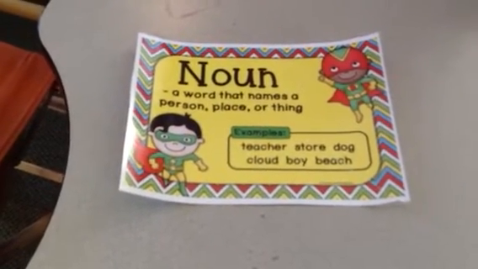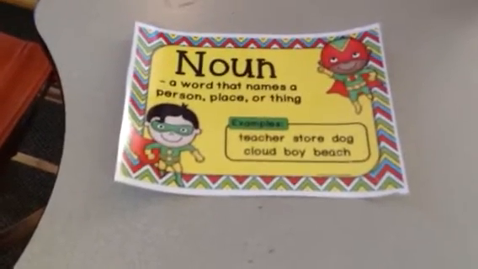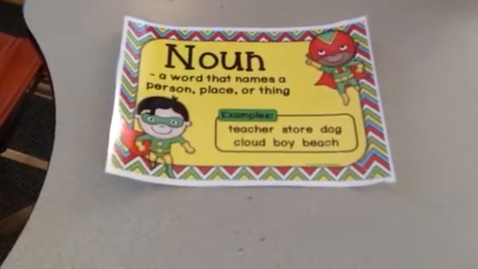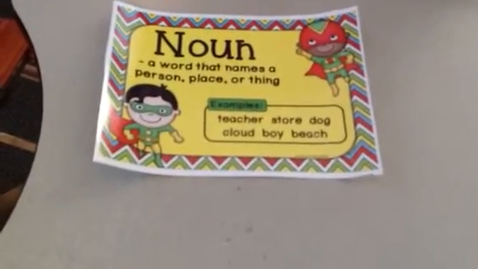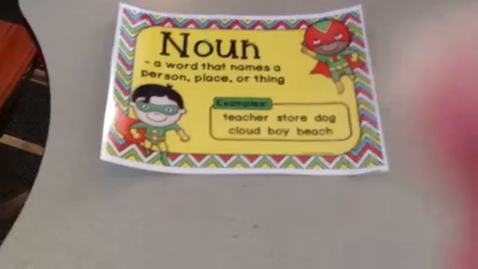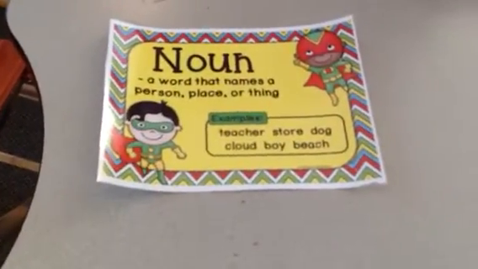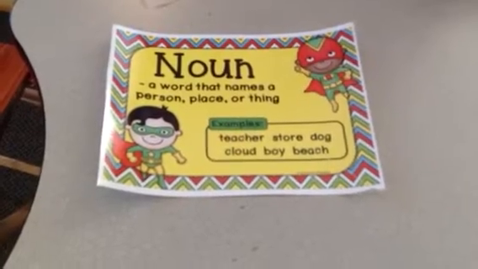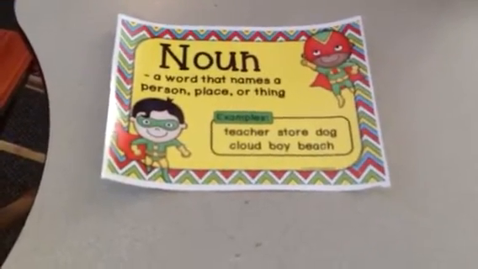We studied nouns earlier in the year, and you know that a noun is a word that means the same thing as a person, a place, or a thing. That could be a teacher, a store, a dog, a cloud, a boy, or a beach. If you are watching this on a tablet right now, you're watching it on a noun. If you're sitting in a chair, you're sitting on a noun. All those things are nouns.